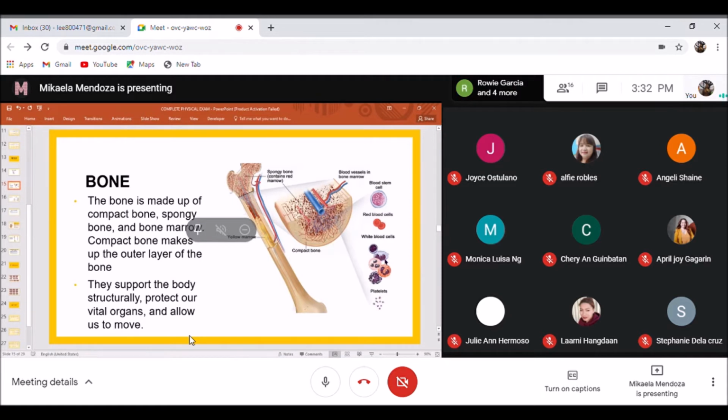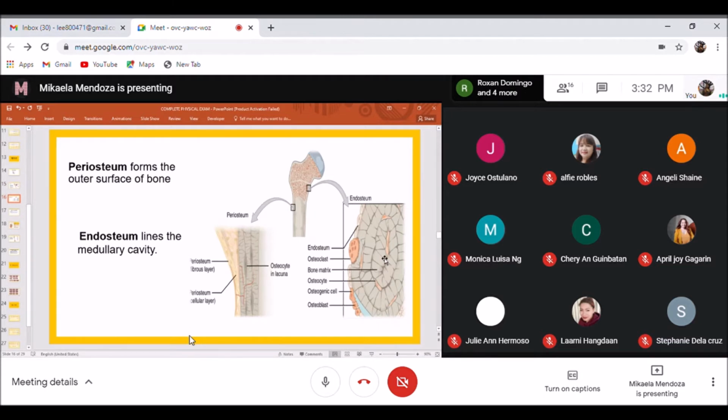We know that our bones support the body structurally, protect our vital organs, and allow us to move. Our bone is made up of compact bone, spongy bone, and bone marrow. Compact bone makes up the outer layer of the bone. Next, Mika. Our compact bone is made up of periosteum.